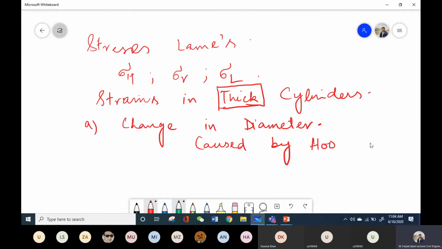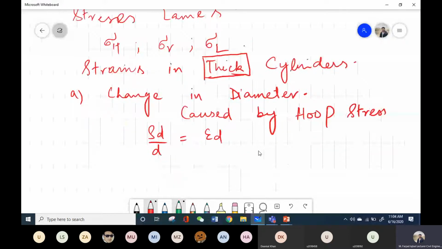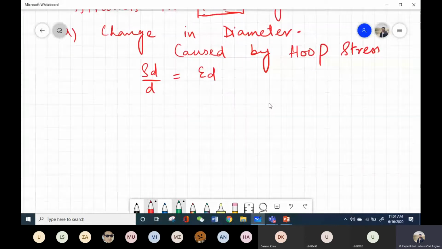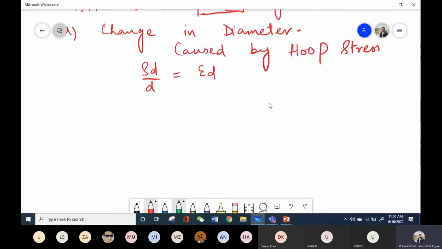So we know that the change in diameter, or the diametric strain, is represented as change in diameter over original diameter. Now this diametric strain is equivalent to the hoop strain. But we also know one thing, that whenever strain acts in one direction, it produces minor strains in two mutually perpendicular directions. So this diametric strain will then be equal to hoop strain minus mu into epsilon L. If you remember, it is the same formula.